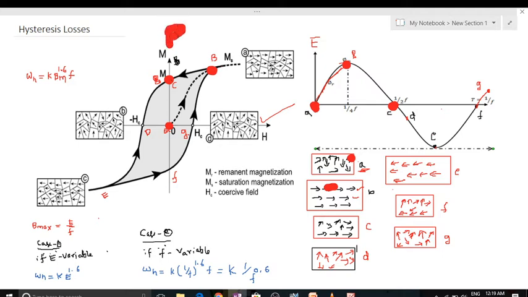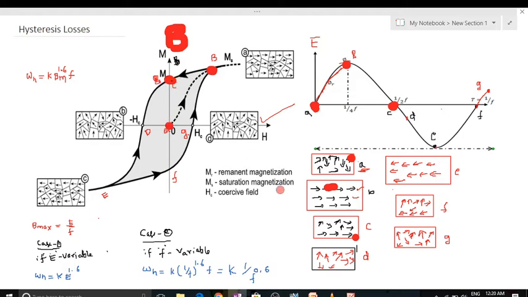So we take B on the y-axis and H on the x-axis. At this point C, B exists, but H is 0. Magnetic field intensity is 0. B exists because B is nothing but flux density. Flux exists, and the flux is due to these aligned domains. Due to the retentivity property, these domains will remain stationary like this. So some flux exists, while magnetic field intensity is 0.